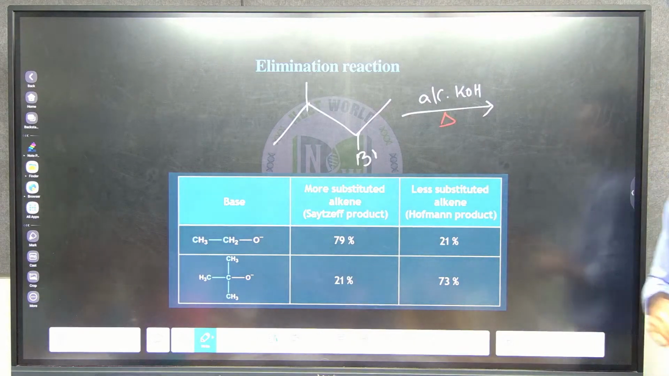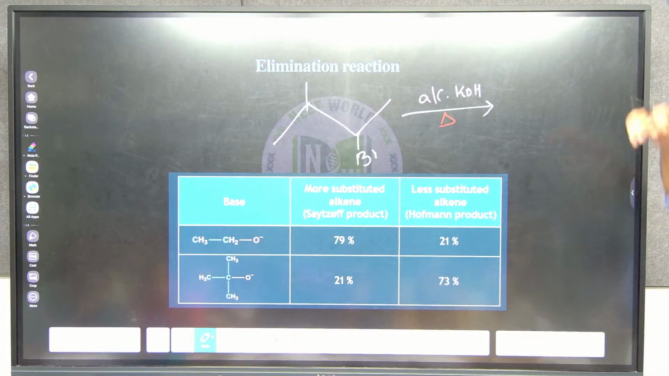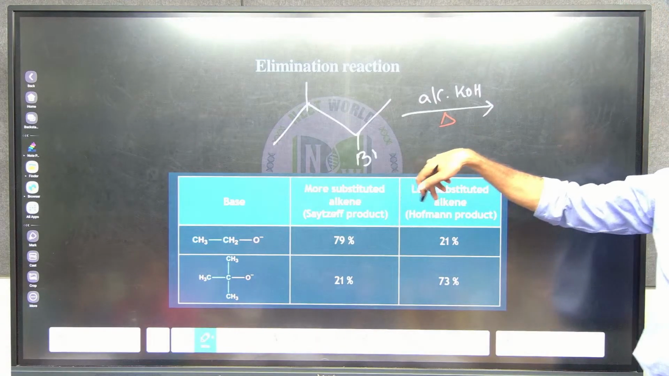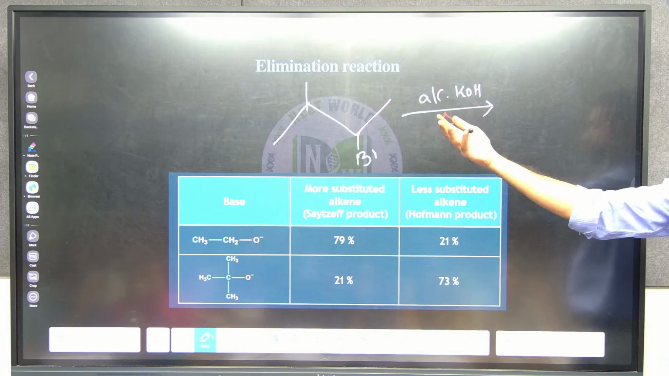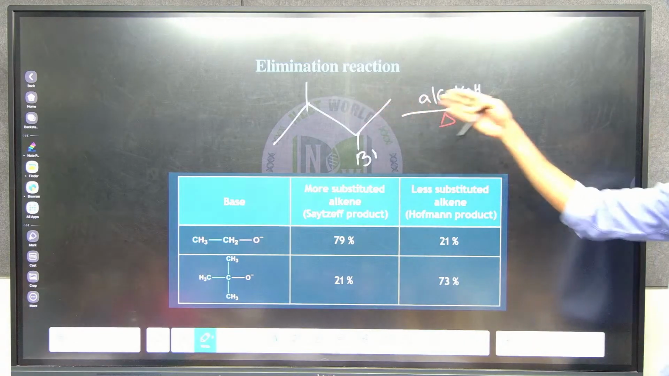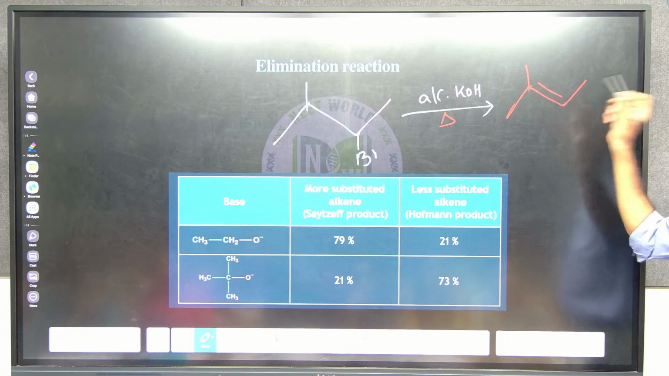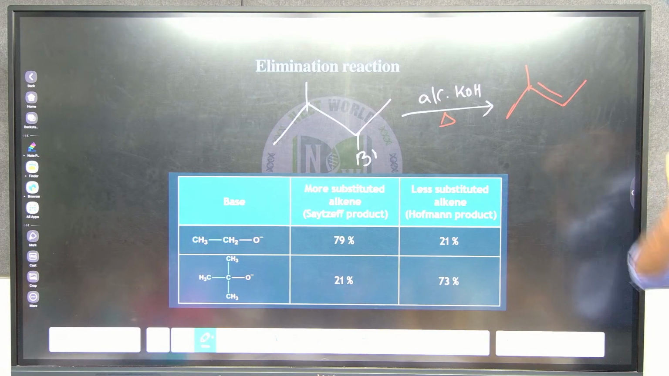Tell me, what is the product formed here? Tell me, what is the mechanism? Substitution or elimination? Perfect. Elimination. Which elimination? Br will go out. So, where is the double bond, inside or outside? Like this? Perfect, everyone? Okay.